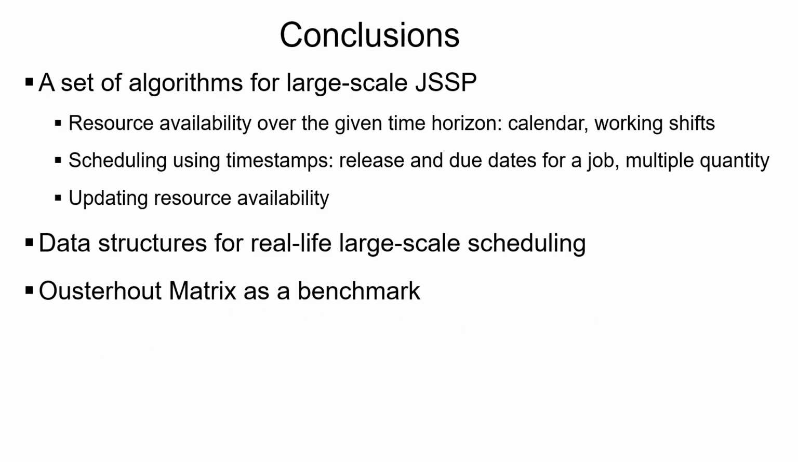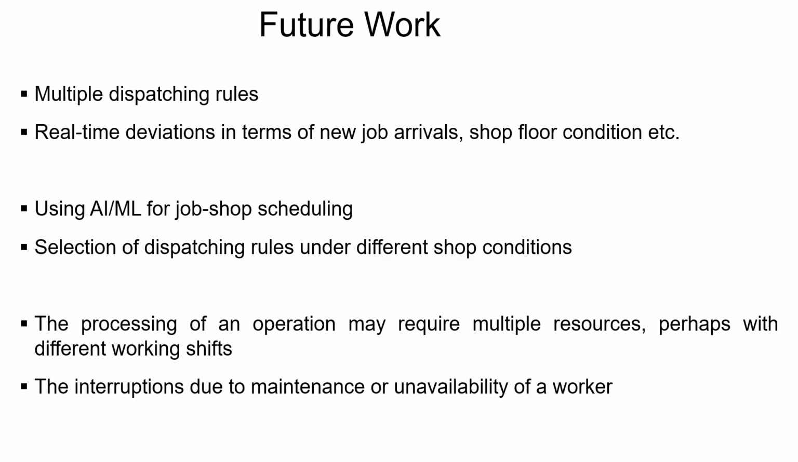We have designed a set of algorithms for the large-scale job shop scheduling problem, taking into consideration the resource availabilities across calendars, working shifts, etc. We have introduced the concept of data structures for real-life large-scale scheduling, and we have used the Austerlitz matrix as a benchmark in our study. In our study, we have used a single dispatching rule, but we can use multiple dispatching rules based on real-time deviations and different floor conditions using artificial intelligence and machine learning.